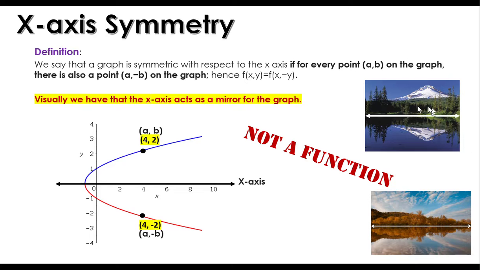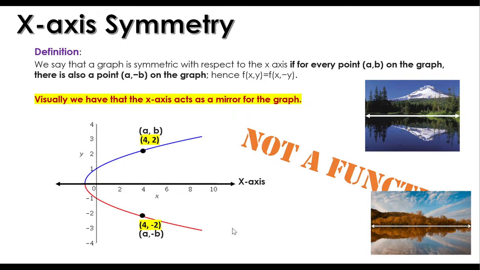In nature, we see this mirror image over a horizontal line, and this is what we mean by having x-axis symmetry. The top portion could overlap the bottom portion, and you can see it in both of these beautiful pictures. Not a function.